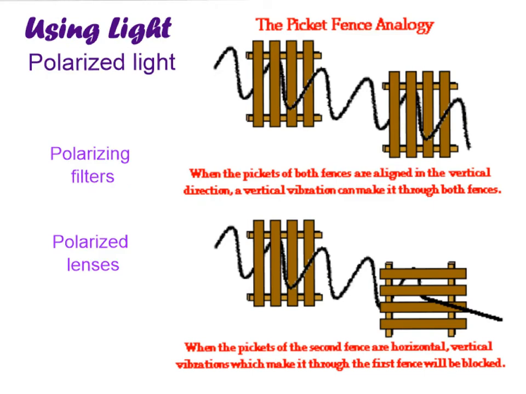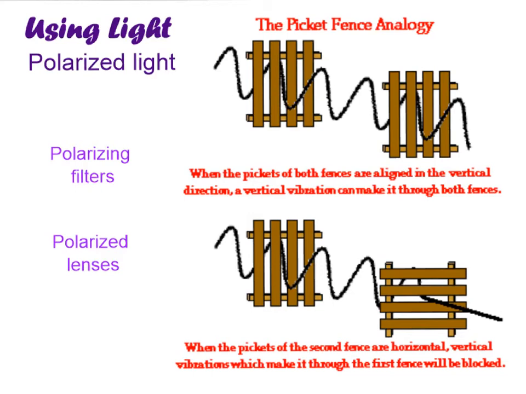Let's look at another way that we use light, and that is with polarizing filters and polarized lenses. What is polarized light anyway? Remember that light is a transverse wave, and it can vibrate in any direction. The direction of vibration for a light wave refers to the direction that its electric or magnetic field vibrates. Linearly polarized light is light with a magnetic field that vibrates in only one direction.